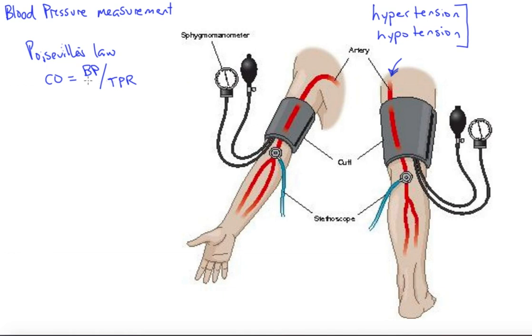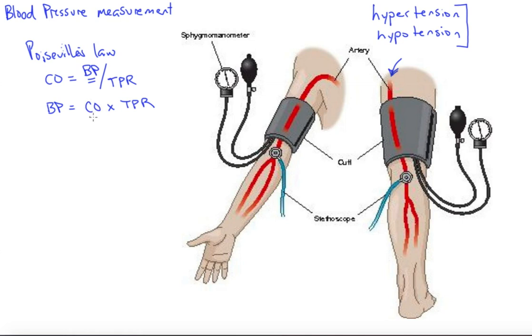And now you'll notice blood pressure is in this equation, right? And so we can rearrange that equation to solve for blood pressure. If we isolate the blood pressure variable here, we end up with an equation that states that cardiac output times total peripheral resistance equals our blood pressure, right? And so what that means, essentially, is that if cardiac output goes up, blood pressure will go up, right?